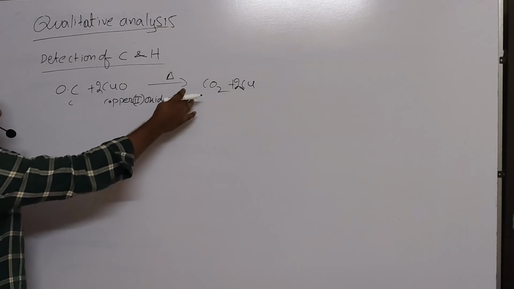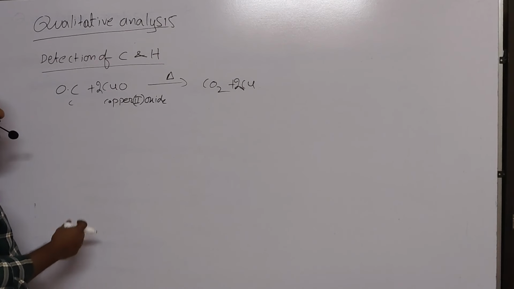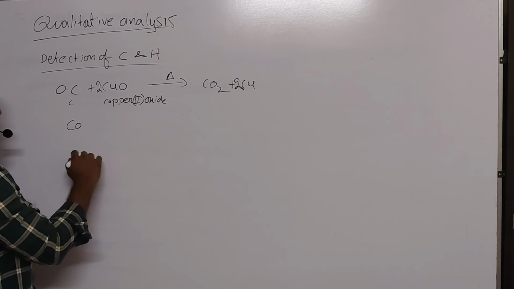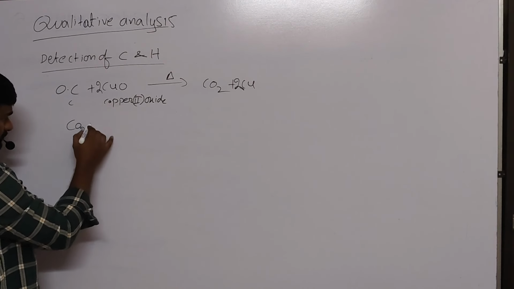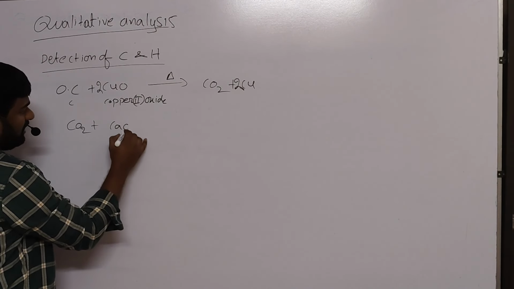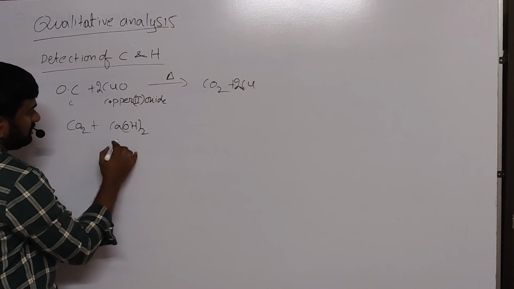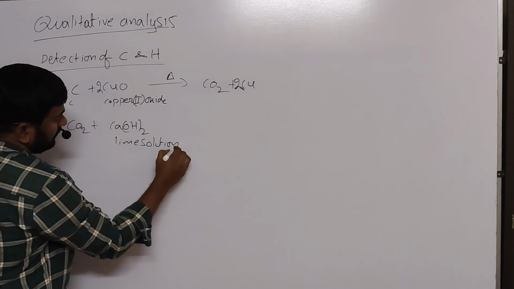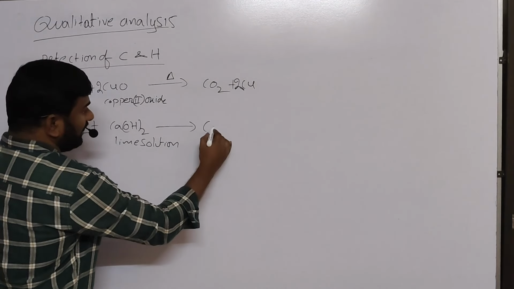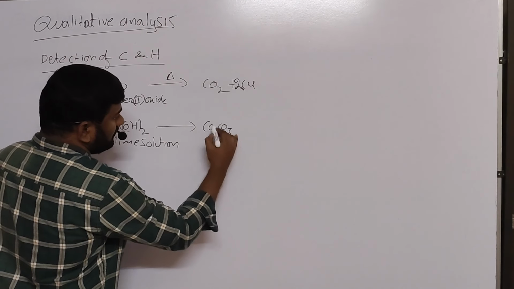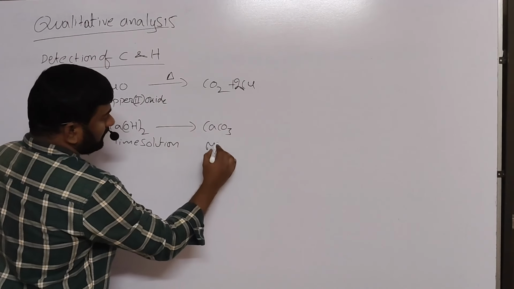This gas will come, CO2 or some other gas we don't know. If it is carbon, that gas is CO2. How can we confirm that it is CO2? By passing this gas through lime water, Ca(OH)2, we get a milky white precipitate called CaCO3.